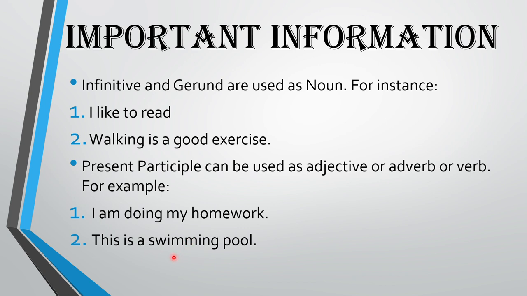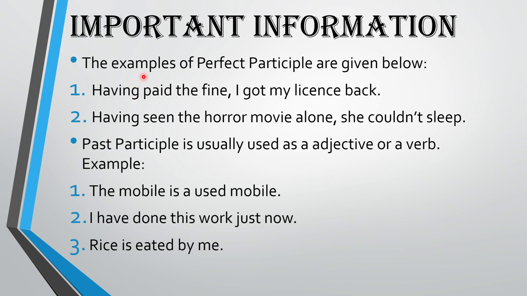In this sentence, this is a swimming pool. They are swimming. Swimming gives the noun pool a special ability. The pool is not swimming. The pool is for swimming. So it is an adjective and it is a present participle. The examples of perfect participle are given below. Some examples: having paid the fine, I got my license back. It is easy. Having seen the horror movie alone, she could not sleep.